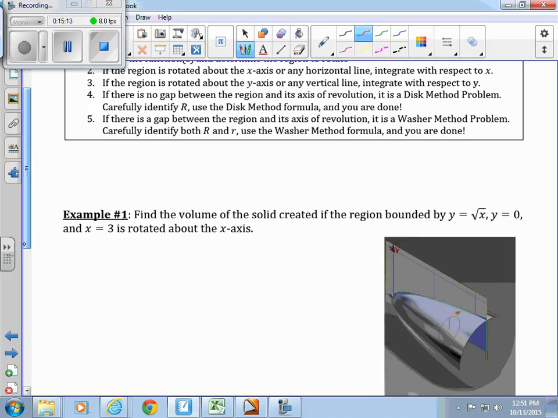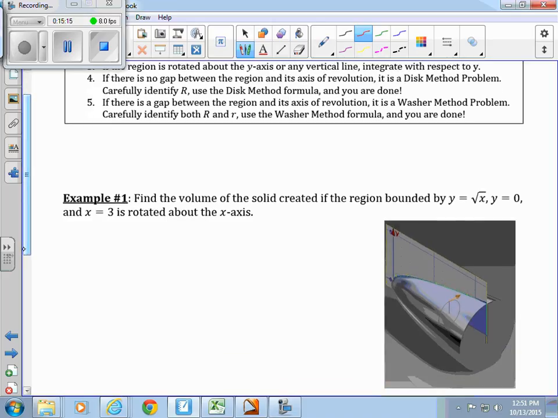Example number 1. Find the volume of the solid created if the region bounded by the square root of x, y equals 0, and x equals 3 is rotated around the x-axis. The first thing I'm going to have to do is draw that shape.